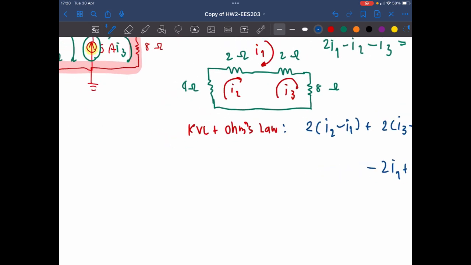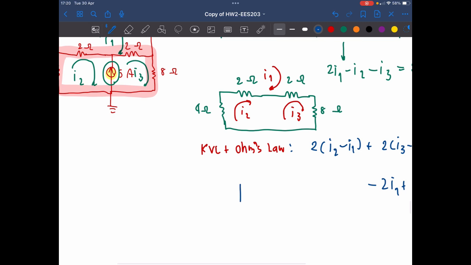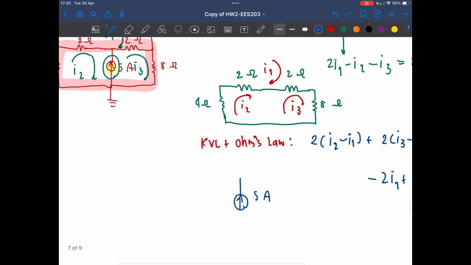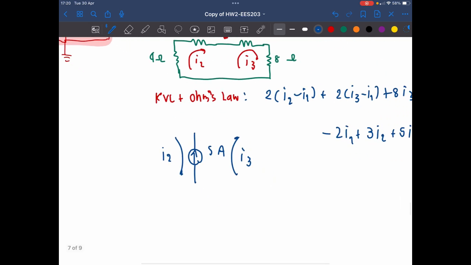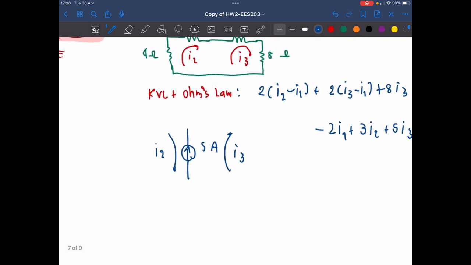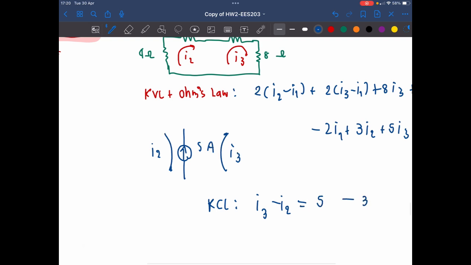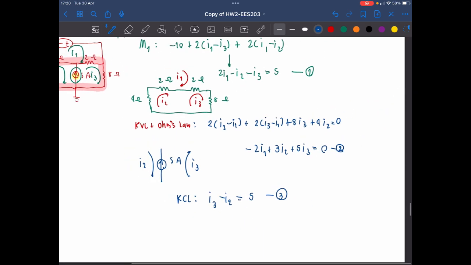Now let's look at this again here. The total current flowing in the middle is 5, and we have I2 in this direction and I3 in this direction. So by using the Kirchhoff current law, we get that I3 minus I2 equals 5. And this is the third equation.